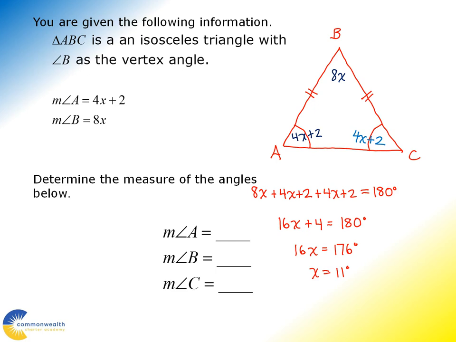Now, oftentimes they might make 11 a choice on a multiple choice item. But if you go back and look, none of the angles had a measurement of x. Two of them had 4x plus 2, another one had 8x. So when I figure out the measurements of these angles, none of them are 11 degrees. I can use the formulas, plugging 11 in for x, and I can figure out the measurements of the three angles. Of course, angles A and C are congruent, as they should be, and those are the measurements.